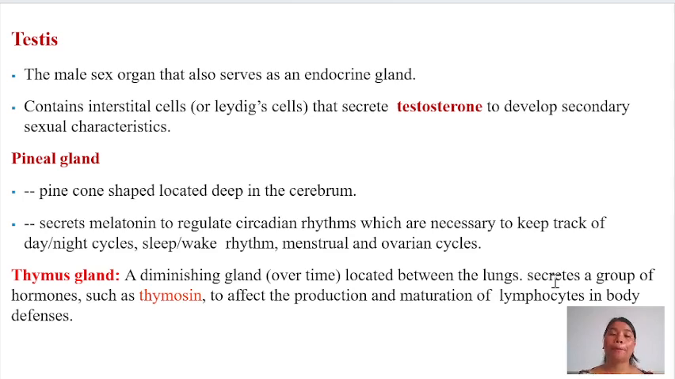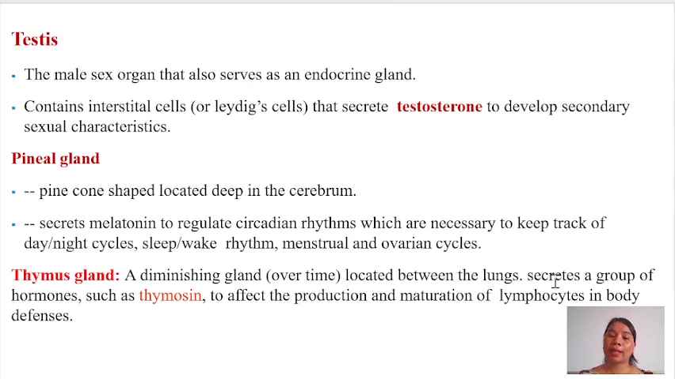Then the pineal gland. The pineal gland is pine cone shaped and is located very deep in the cerebrum. It secretes melatonin to regulate circadian rhythms, which are necessary to keep track of the day and night cycle, the sleep and wake cycle, and the menstrual and ovarian cycle. So the pineal gland acts as a natural clock which keeps track of time, where the day and night cycle in a person is monitored, and the various cycles which take place in the body are regulated by the pineal gland.